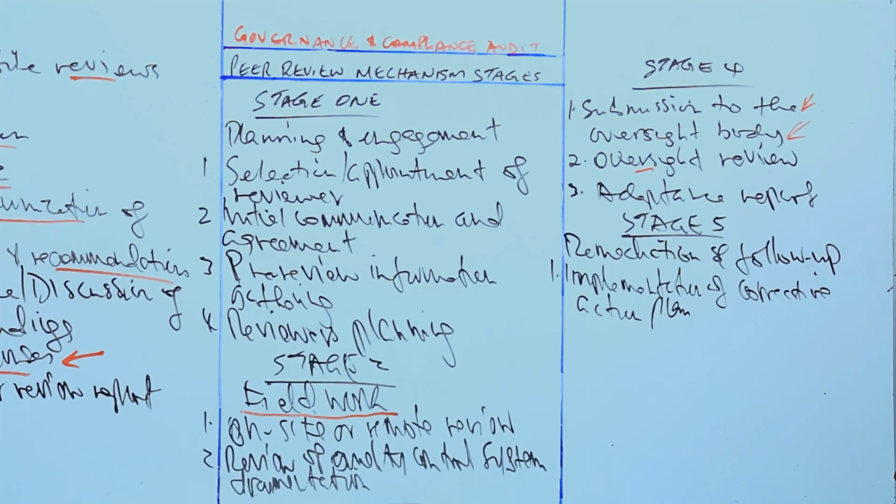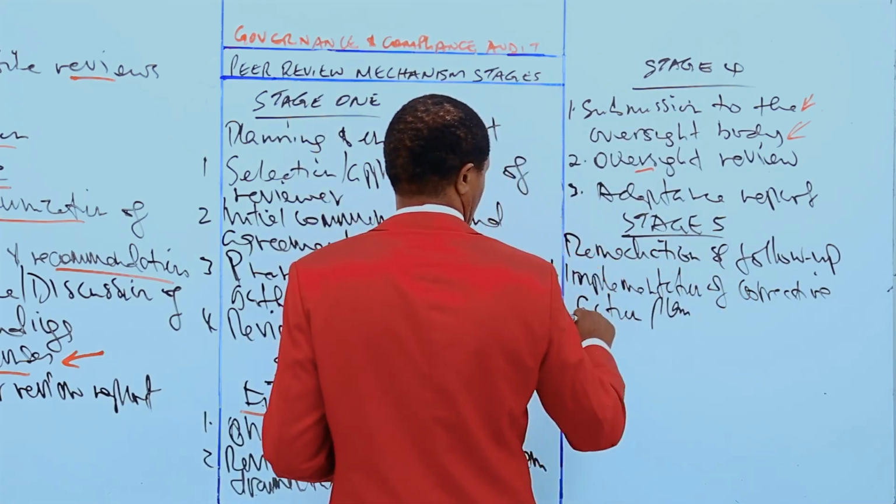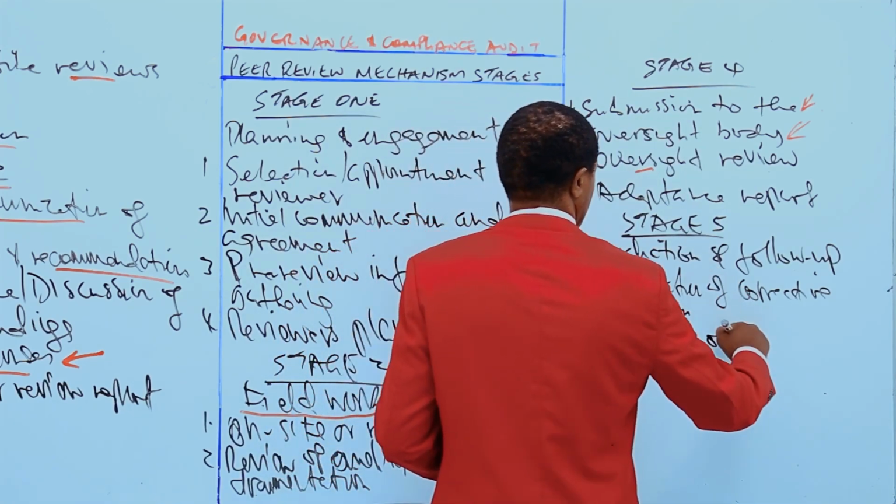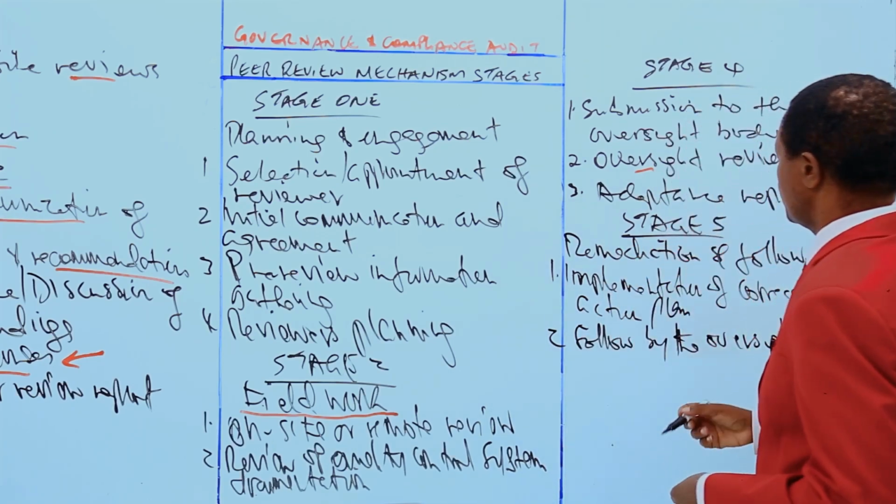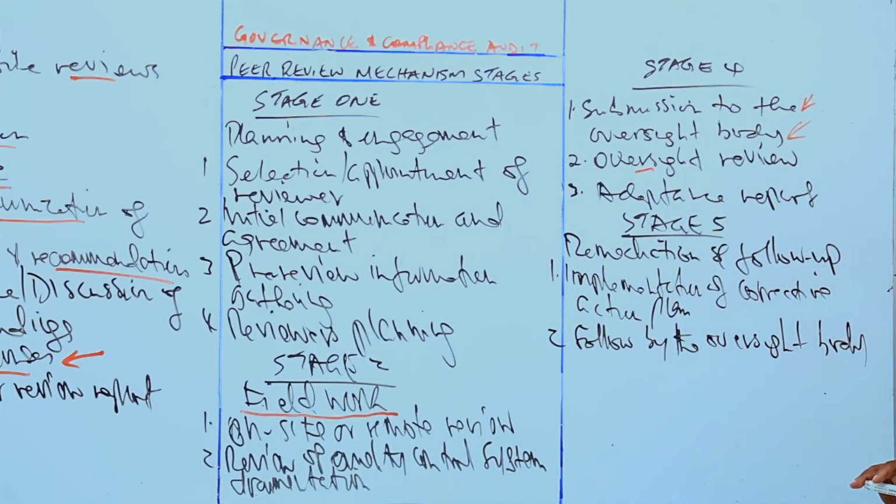Then there is the follow-up by the oversight body. After the action plan is implemented by the reviewed entity, then the oversight body has to make follow-up, because for significant deficiencies or fail ratings, the administrative entity will often require documented evidence of remediation, or they may conduct a follow-up review to ensure that the corrective action plan or actions have been effectively implemented.